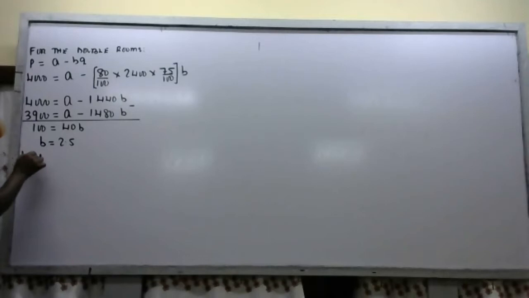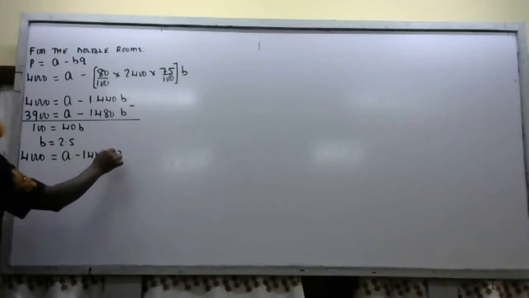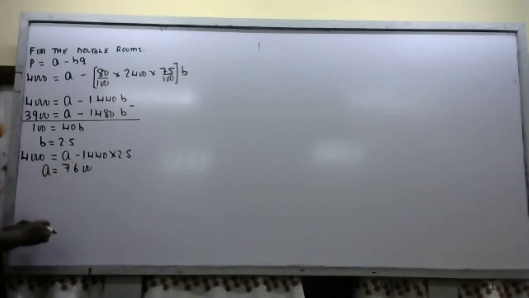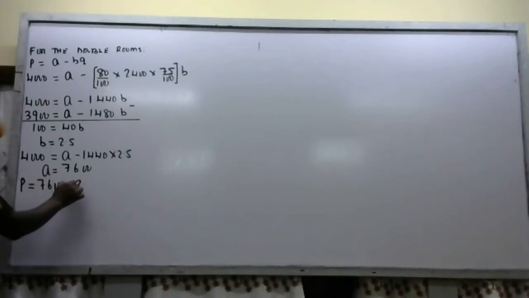You then proceed and say 4,000 is equal to A minus 1440 times 2.5. So you solve that and tell me A is what? So I multiply this by 2.5. Then I add to 4,000. And I'm able to get 7,600. And therefore, my price will be 7,600 minus 2.5 Q.